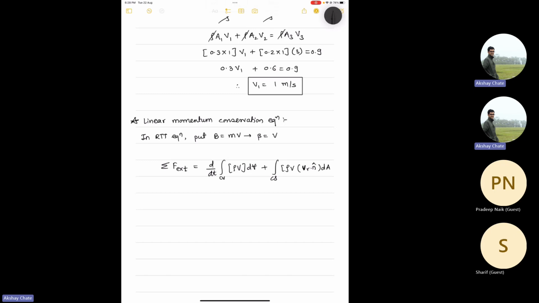Again, we can simplify this. Typically in this course, we simplify it and use it for our problem solving. If you assume the same assumptions as the continuity equation, steady state or a steady control volume, then this volume integral goes, and only the second term will remain. It's similar to the earlier one. So we'll start with some problems in this case.